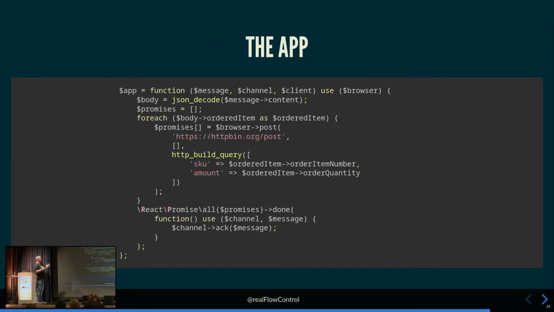And this is the consumer function. So what we do is, in the message content, we find the body of the message, basically the JSON, as a string. We call JSON decode on that, then we have it.